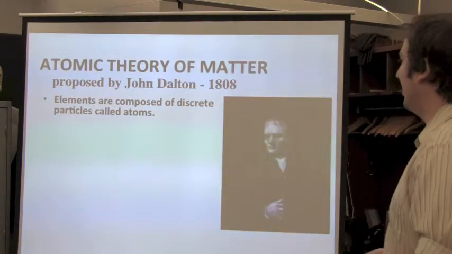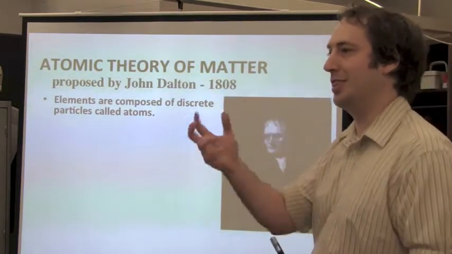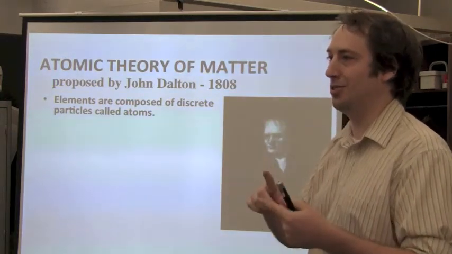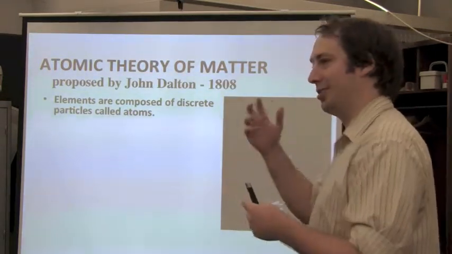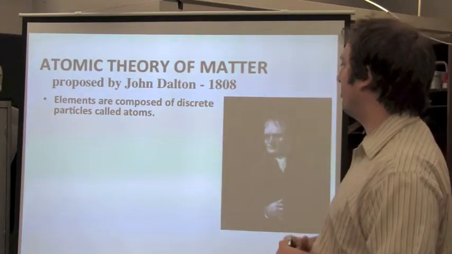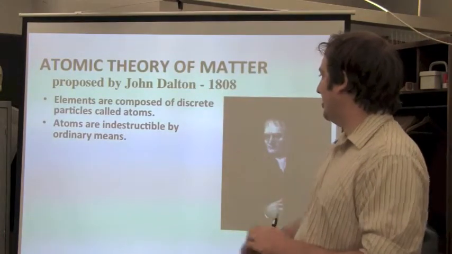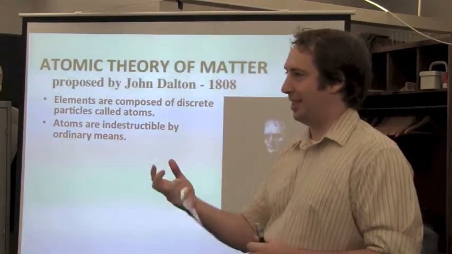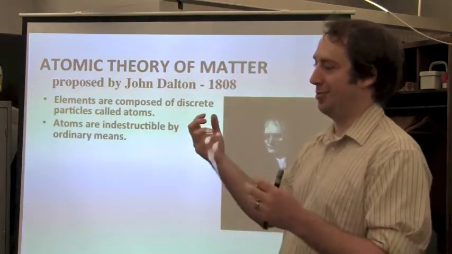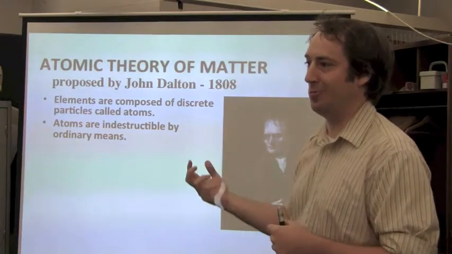And so John Dalton came up with this idea that elements, so if you can isolate something that in itself seems unique in some way, so if we have carbon, like diamond or graphite, or oxygen, O2, these things are composed of discrete particles called atoms. And these atoms are indestructible by ordinary means. So an individual oxygen is an oxygen, and if you break it apart, well, it's very difficult to break it apart. And if you break it apart, it's not going to be an atom anymore in the same way.